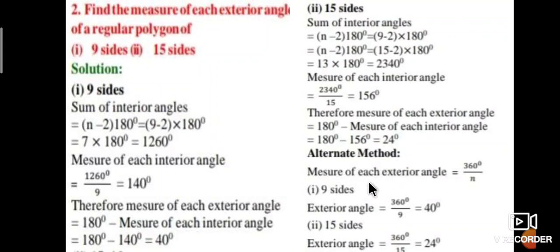Next, the alternate method: measure of each exterior angle is equal to 360 divided by n. The first one is 9 sides. Therefore, exterior angle is equal to 360 divided by 9, which is 40 degrees. Similarly, the second one is 15 sides. Therefore, exterior angle is equal to 360 divided by 15, that is equal to 24 degrees. It is the alternate method. It is very easy, students. You follow this method.